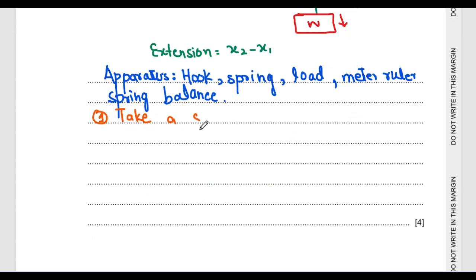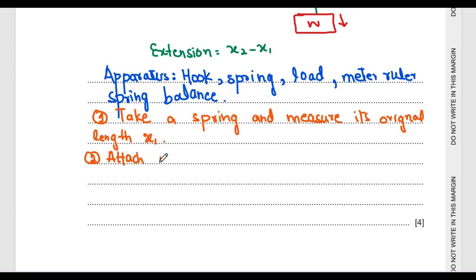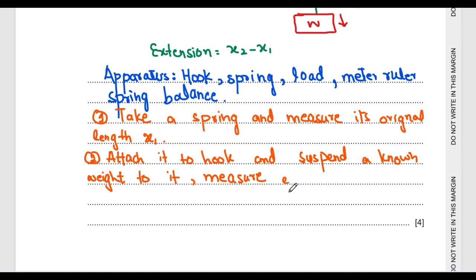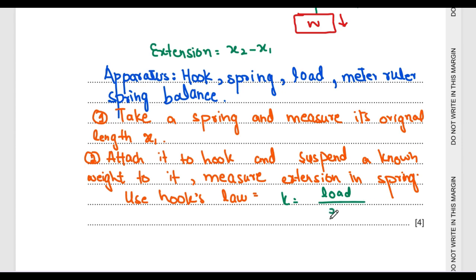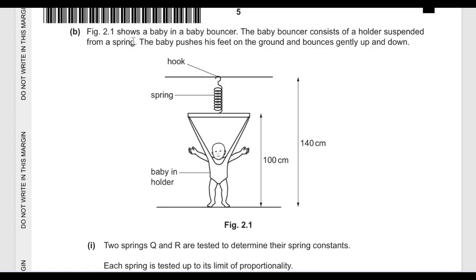So what are the steps? Take a spring and measure its original or unstretched length and call it x1. Then attach it to the hook and suspend a known weight to it and measure the extension that is produced. And after it, use Hooke's law, load over extension, and you will get your spring constant.